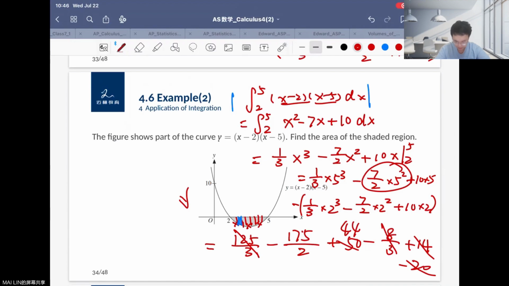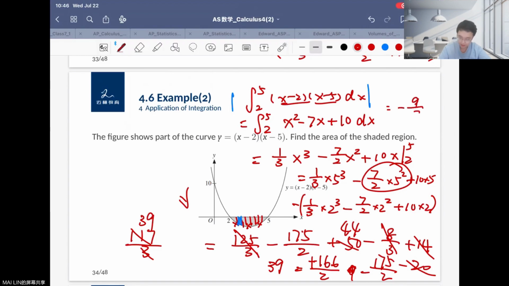So the value can be considered as 117 over 3, that is 39, right? So this value is 39. So 39 plus 44 is 83, right? So 83 minus 175 over 2, that is negative 166, right? And then plus, here is negative 175 over 2. The final answer is minus 9 over 2, right?